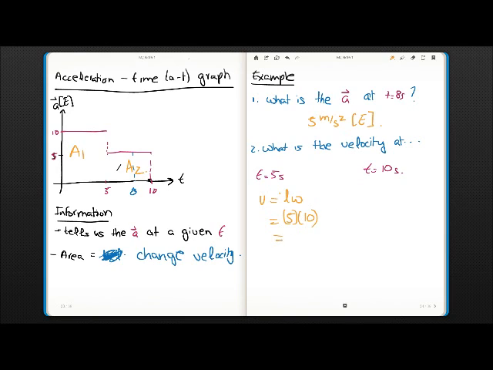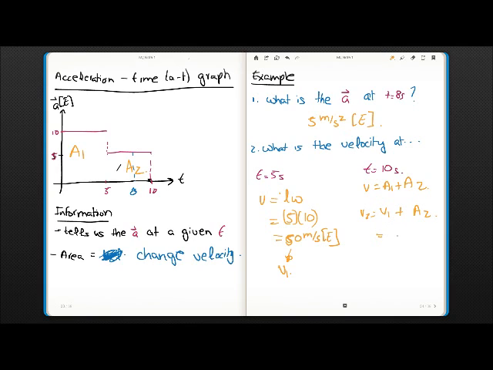5 times 10, giving us 50 meters per second east. Now, the velocity at t equals 10 seconds: you can add these two areas up, so v equals a1 plus a2, or you can say that this equals v1, and we want to find v2, therefore v2 equals v1 plus a2.